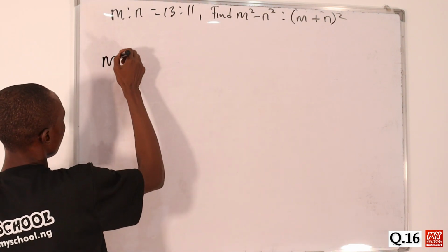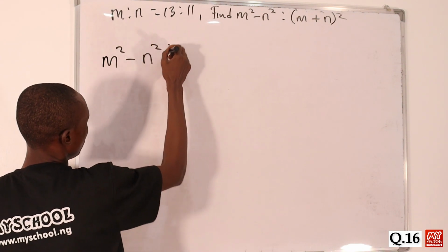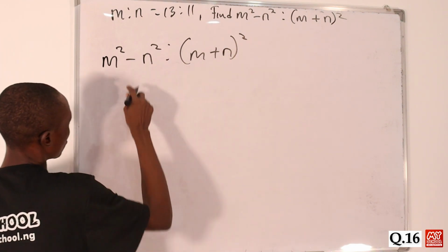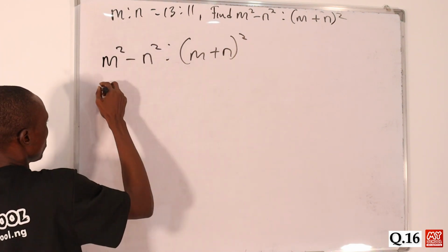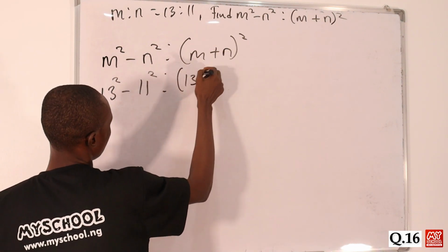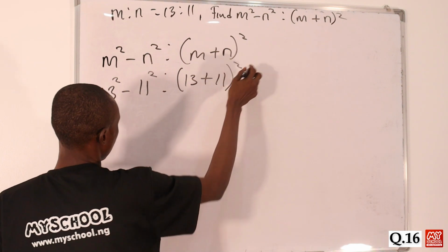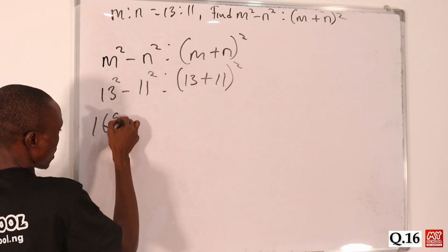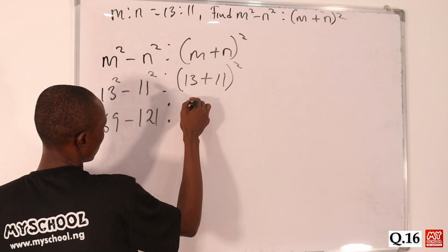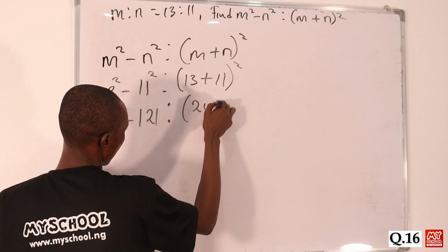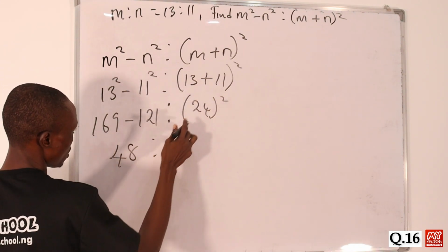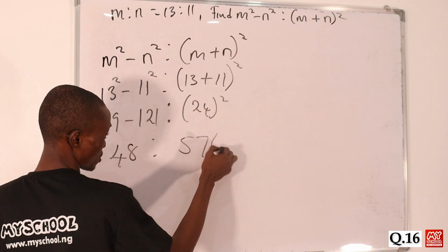So we are given (m square minus n square) ratio (m plus n) square, okay? So since our m is equal to 13, here we'll be having 13 square minus 11 square ratio (13 plus 11) in bracket square. So this will give us 169 and this will give us 121 ratio. This will be 24 square, okay? So if we subtract here, we'll be having 48 and here we'll be having 576, okay?